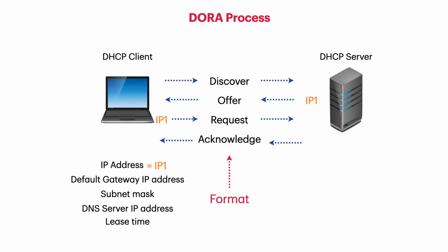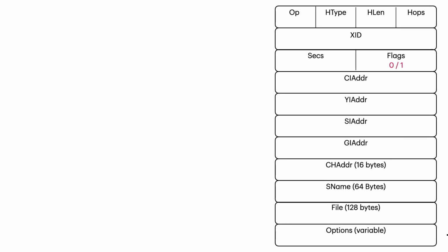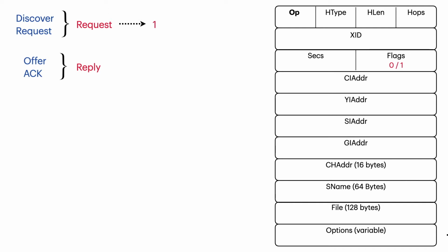Now, before going into the details of the DORA process, it is essential to understand the format of the DHCP messages. DHCP messages have a fixed length initial portion and a variable length tail portion. Here, the operation code specifies whether the message is a request or reply. For request, it is set to 1 and for reply, it is set to 2. Hardware type denotes the type of hardware used for the local network. For Ethernet, it is set to 1.